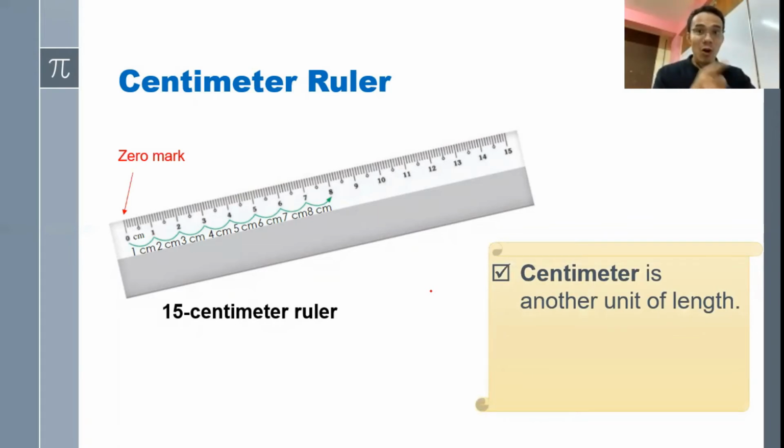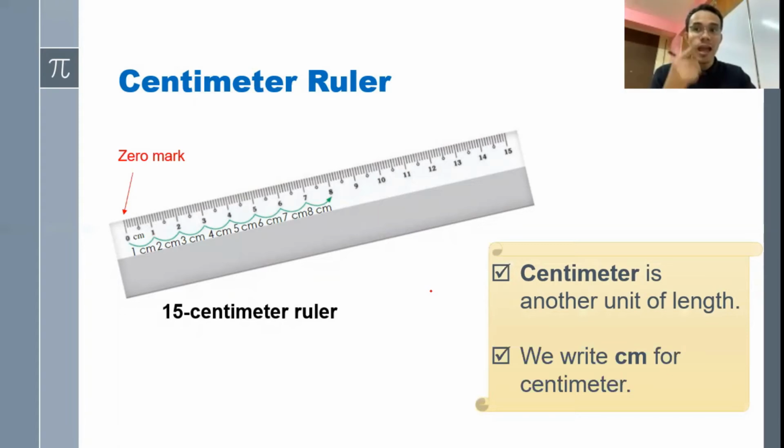Aside from meter, we also use centimeter. And we write cm for centimeter. Now, what is the difference between meter and centimeter? Both are units of length. When measuring long objects like a flagpole, we use meter. When measuring shorter objects like this, we use centimeter.